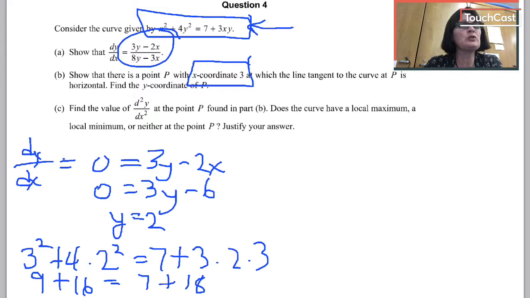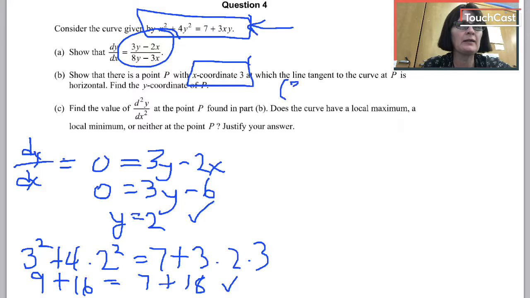So 3 comma 2 is on this curve, and at that ordered pair, the slope is in fact 0. So my answer to question 3, well, I did 2 things. I set dy dx equal to 0 and x equal to 3, and I solved to get y equals 2. And then I confirmed that 3 comma 2 is in fact a point on the curve.